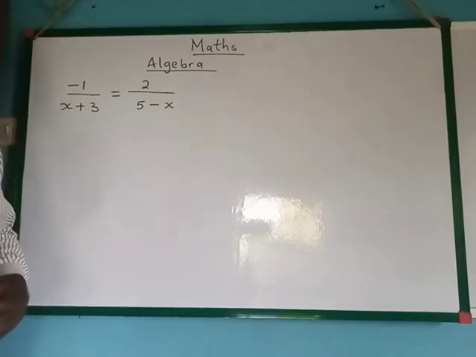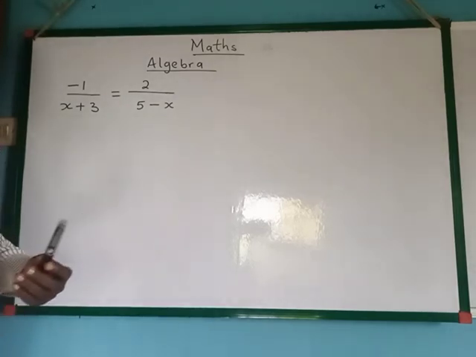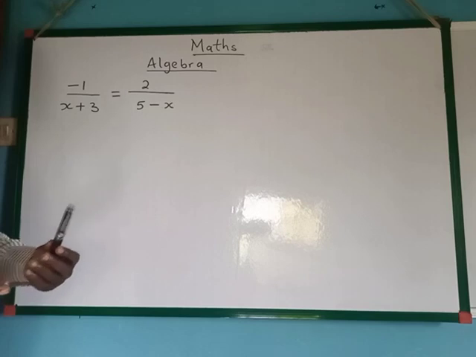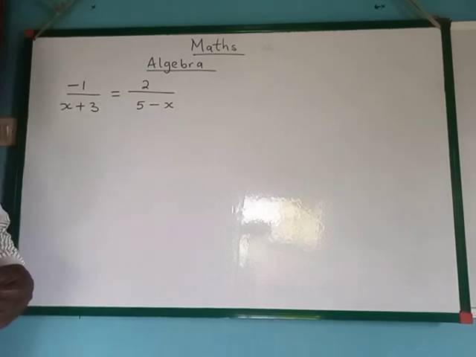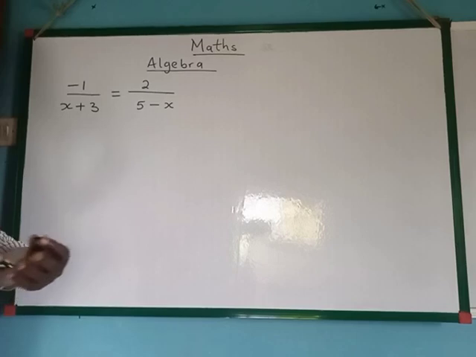We are here again to solve some questions on algebra. These are just questions that I pick from some of the question papers of some last exams. So we have here an algebraic equation which says minus 1 all over x plus 3 is equal to 2 all over 5 minus x. How do we go about solving this type of equation to look for the value of x?